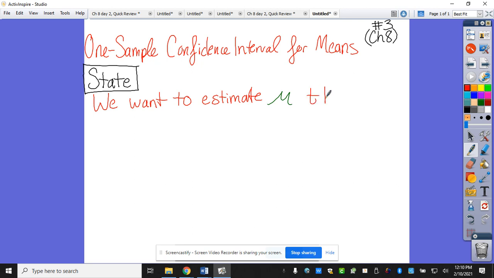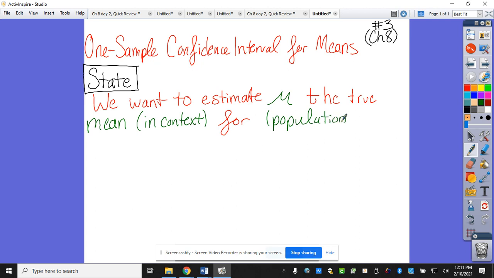Which is the true, and again, right now it's mean, but that could change. And then in context, I want to estimate that value for who, which is what's going to go here. And then if I'm doing a confidence interval, I have to specify how wide of a confidence interval I want. So I have to say what my confidence level is going to be.